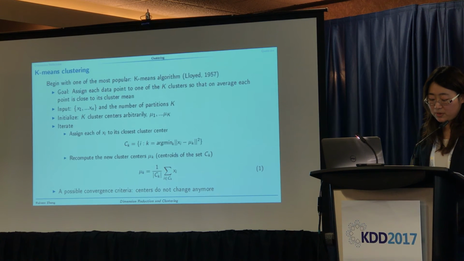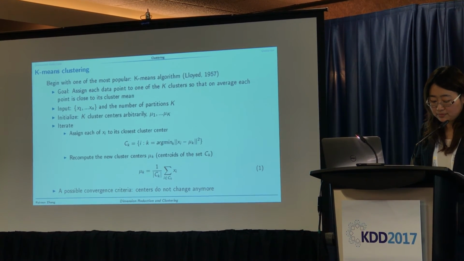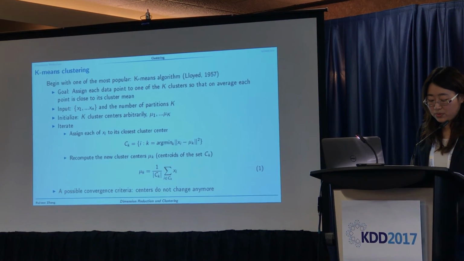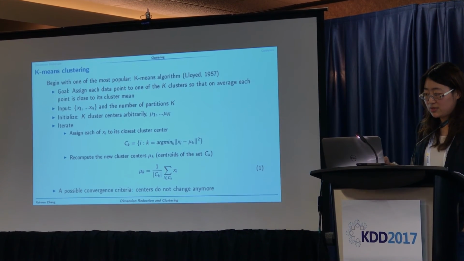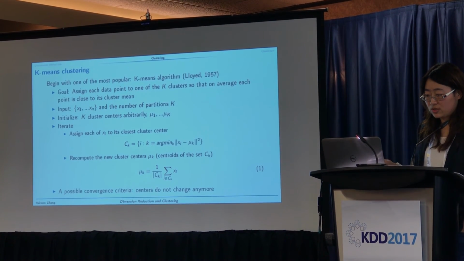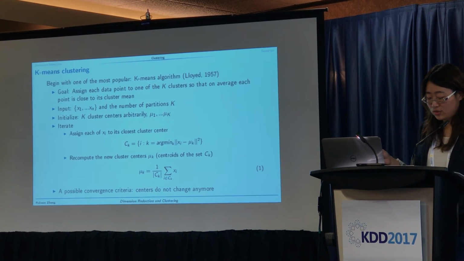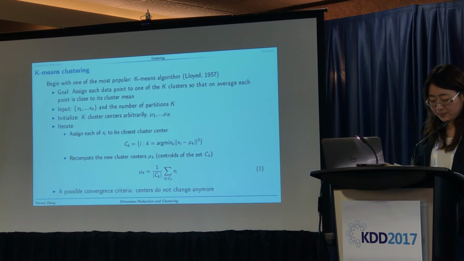K-means clustering is a typical partitional clustering, and it's of course one of the most popular algorithms in data mining. The goal is to assign each point to one of the K clusters so that on average each point is close to its own centroid. We first choose K initial centroids randomly.